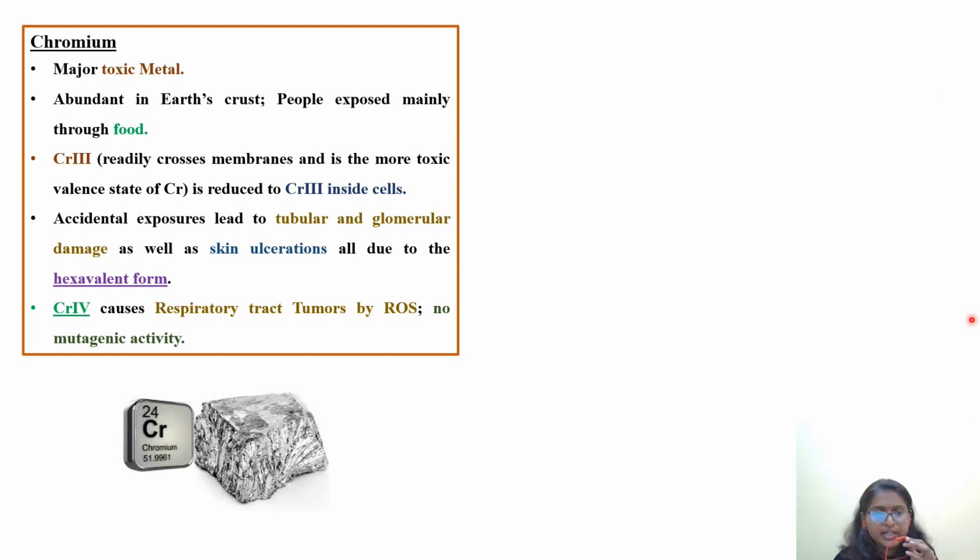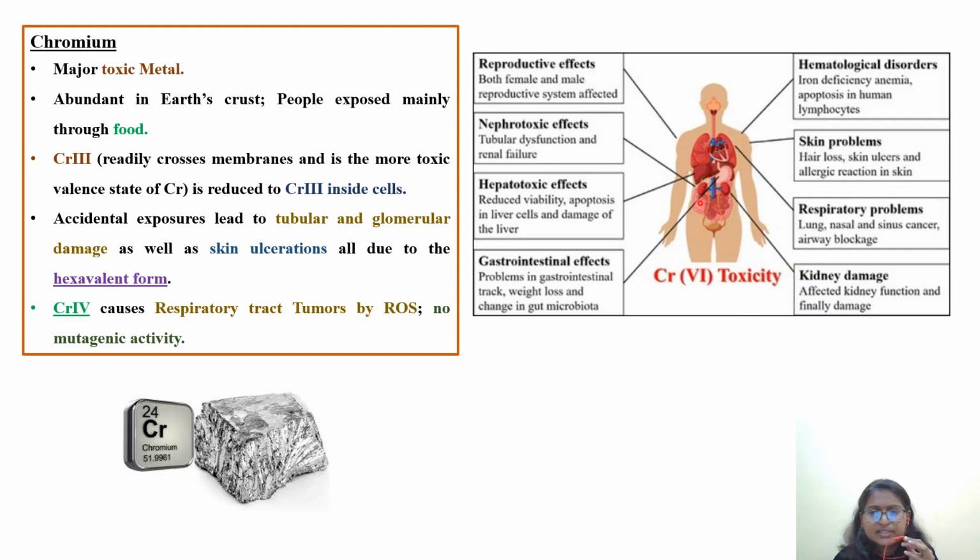Now next, let's see. Chromium's atomic number is 24, atomic weight is 51. And let's see how chromium 6, and imagine the same for other oxidation states also, is affecting all the other target organs.